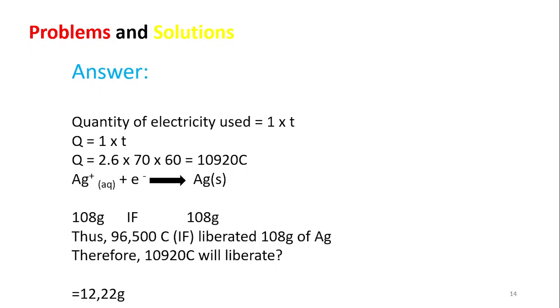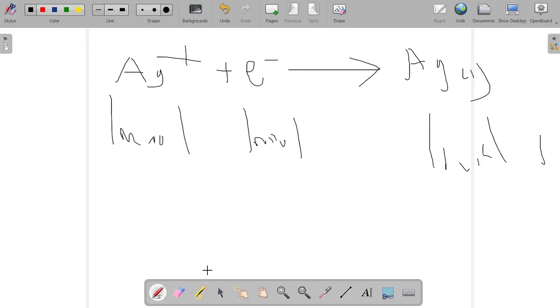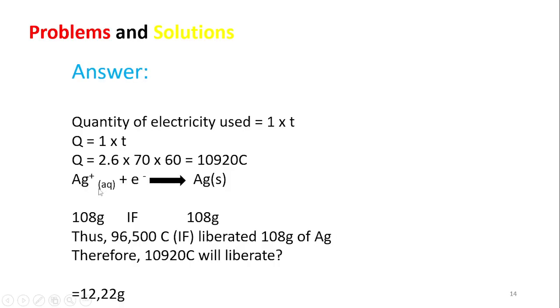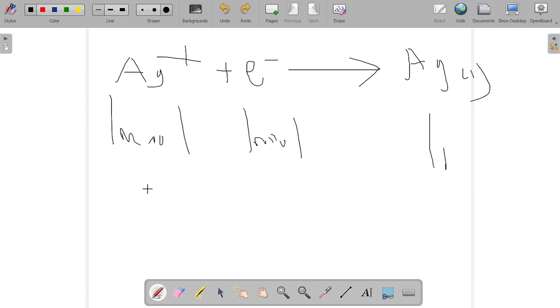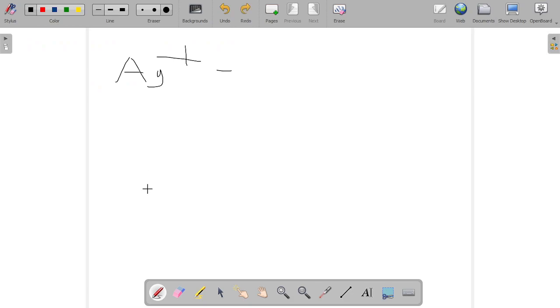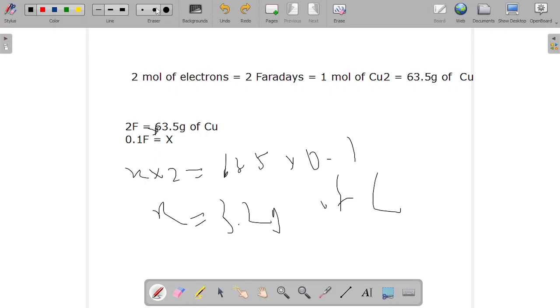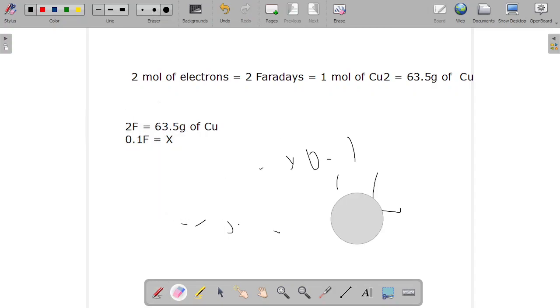As it has been treated earlier, I think the explanation is here. Thus 96,500 coulombs is equal to 1 farad, which liberates 108 grams of silver. What has been written is that we have 1 mole of this, 1 mole of this, based on the relationship. Let me undo and get back to this relationship here. Let me erase this and this here as well.